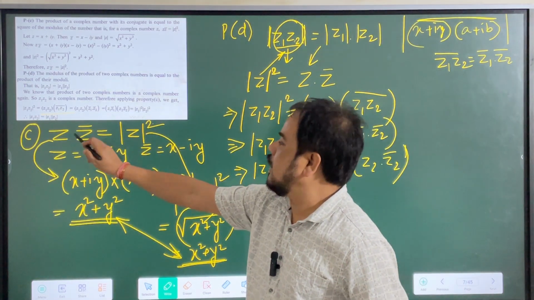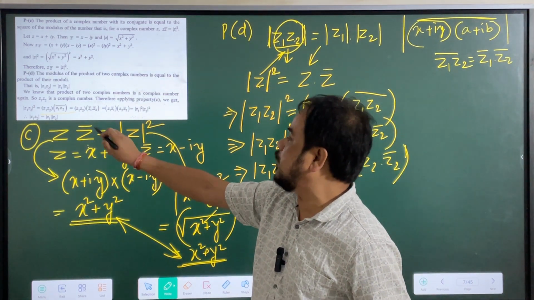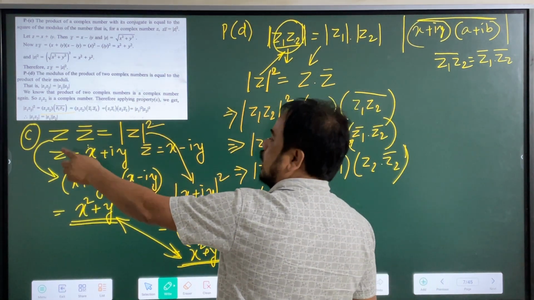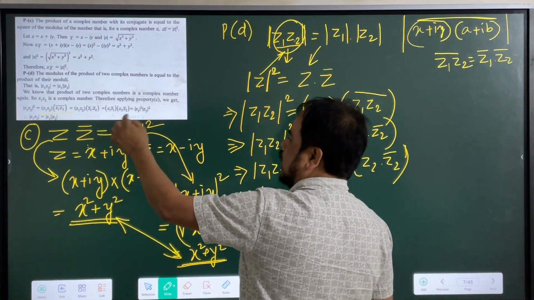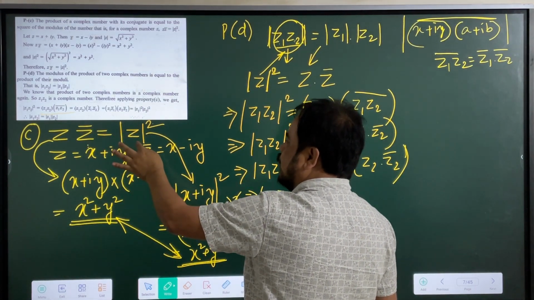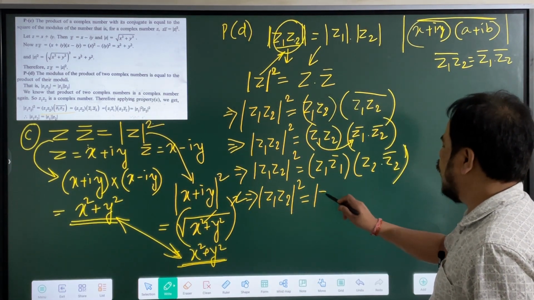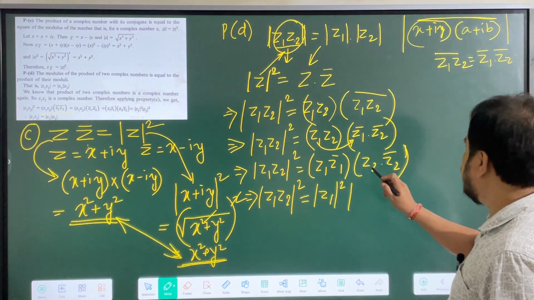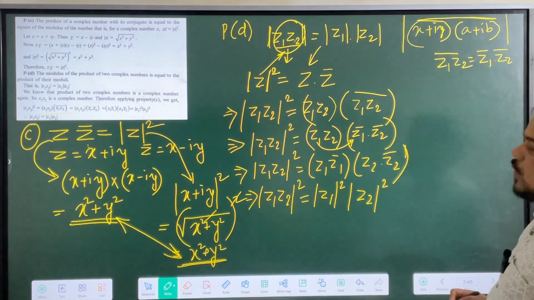What was the formula? Z into Z bar is mod of Z square. If Z3 into Z3 bar, then mod of Z3 square. Okay, let me explain again. Z2 into Z2 bar equals mod of Z2 square. If Z4 into Z4 bar equals mod of Z4 square. So Z1 into Z1 bar is mod of Z1 square, Z2 into Z2 bar is mod of Z2 square. I hope you understand this one.